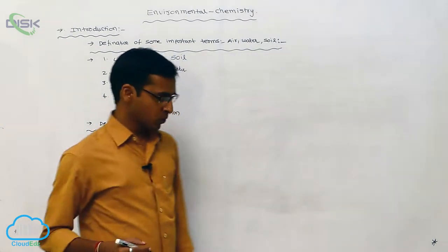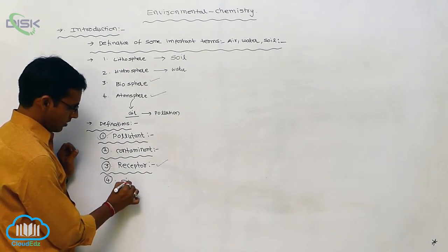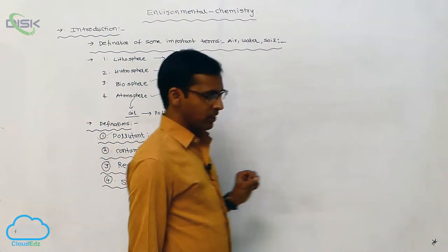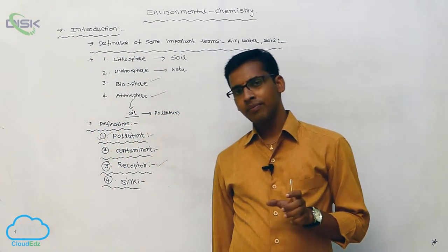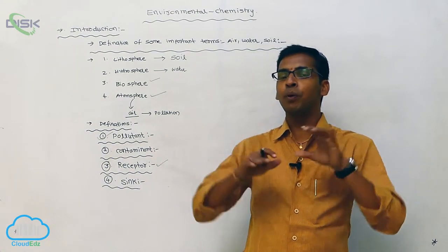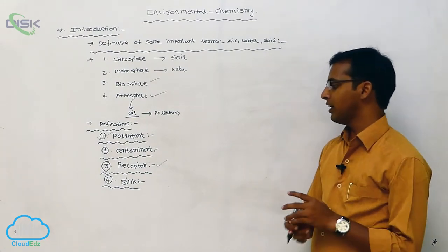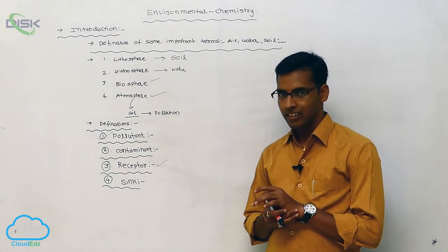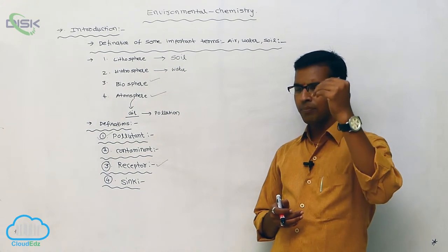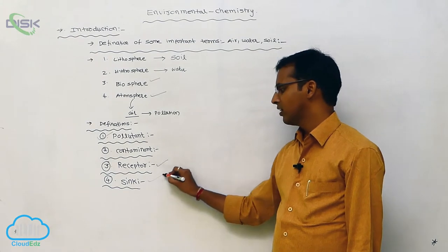And the fourth one is sink. Sink. So this is also a very important one. Sink means it is a medium which contains a long-lived pollutant. The long-lived pollutant is called a sink. The human being or man is a kind of receptor.